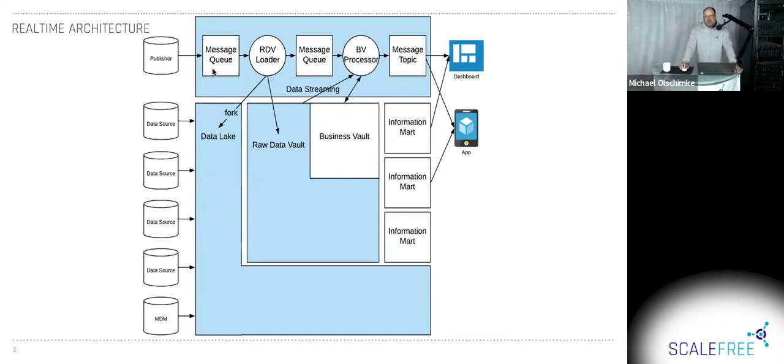Now, when we receive data in real time, we have some publisher. Somebody sends these messages to an initial port, for example a WebSocket, where you receive the messages. We didn't depict the port here. Then you have the message queue that picks up the initial message as it comes in. This message is then processed by what we call a raw data vault loader. The raw data vault loader's purpose is to deal with the raw data.